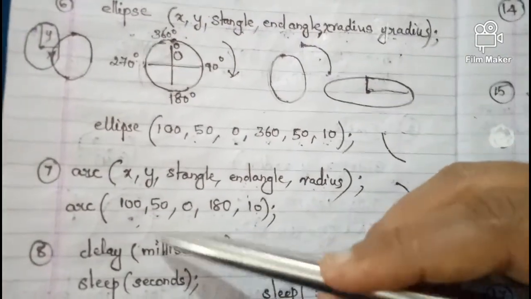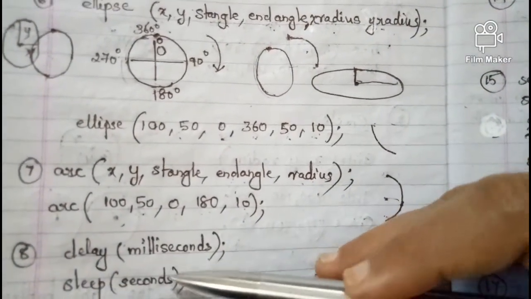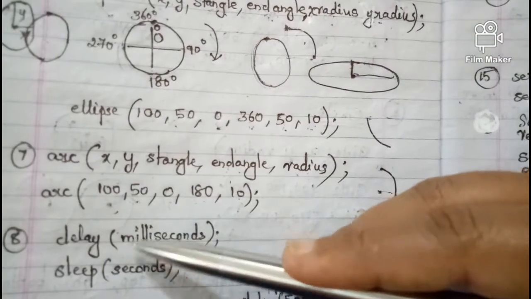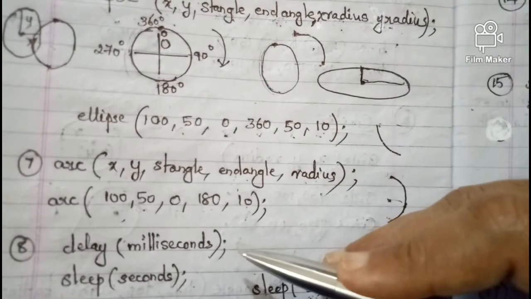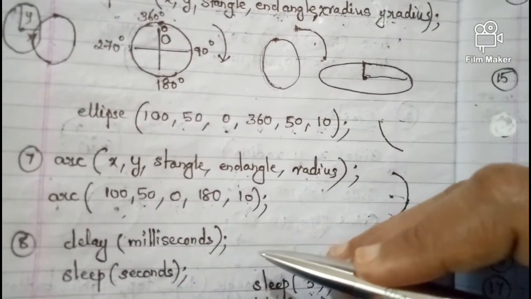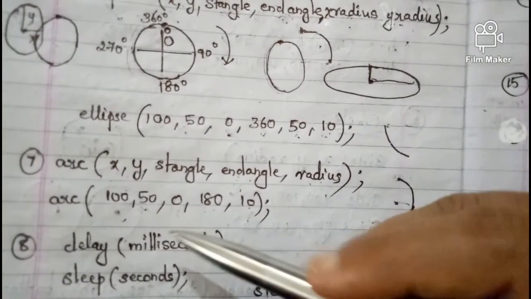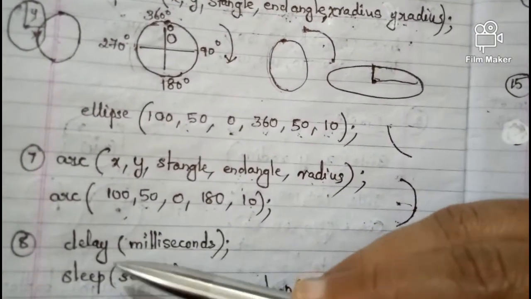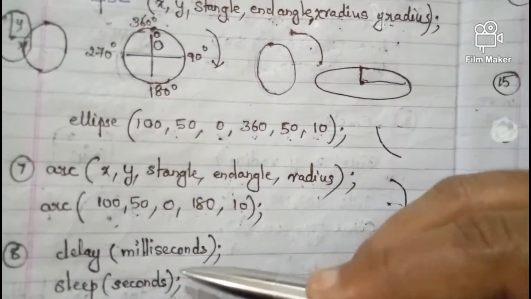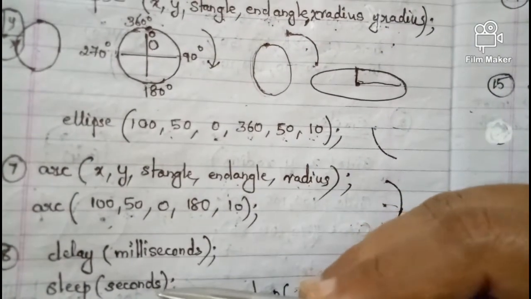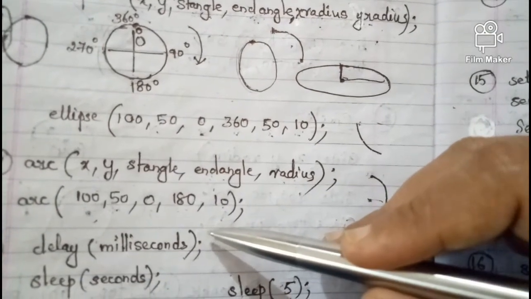Moving on to next function, they are delay function and sleep function. The purpose of both these functions, delay and sleep, are same. That is, if I want to stop the execution for a few seconds, I can use these functions. Either I can use the delay function or I can use the sleep function. If I am using the sleep function, the argument will be in seconds. But if I am using delay function, the argument will be in milliseconds.